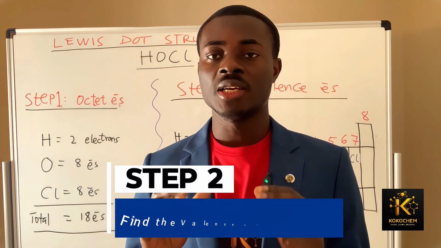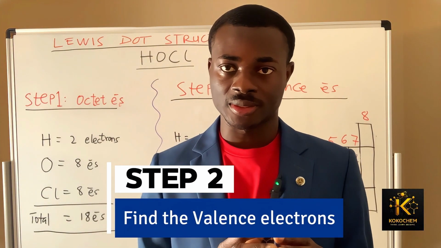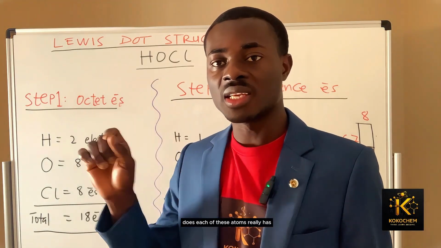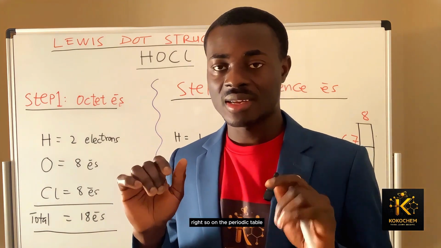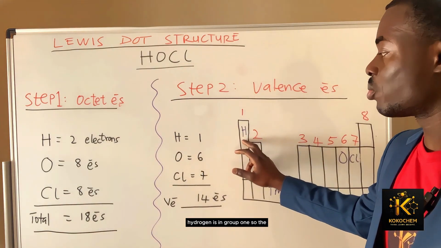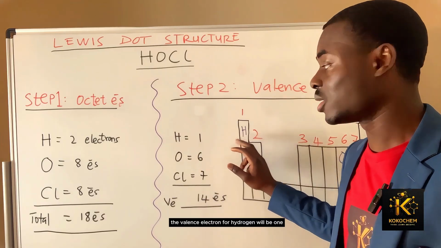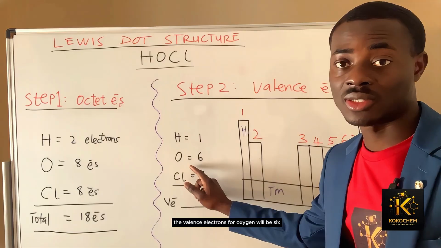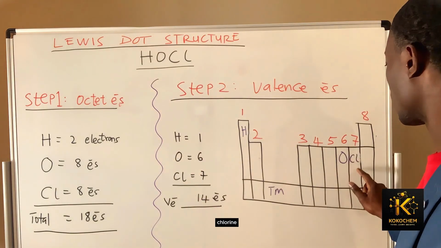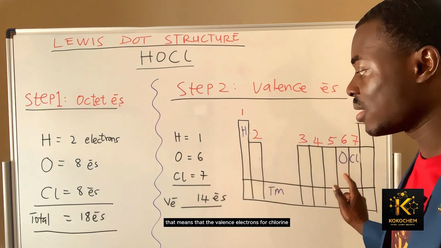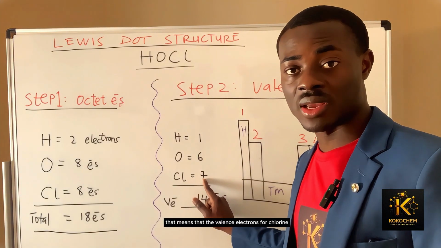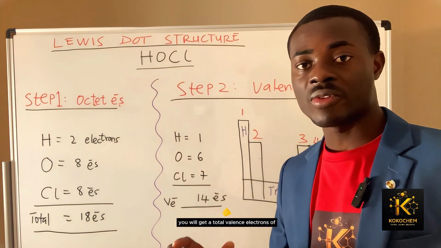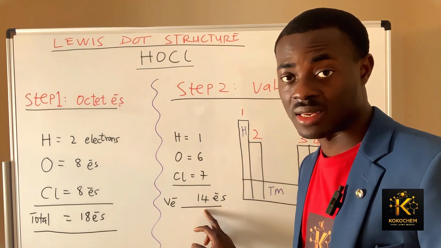Step 2 is to find out the valence electrons. Let's go to the periodic table and find out how many valence electrons each of these atoms has. Hydrogen is in group 1, so the valence electron for hydrogen will be 1. Oxygen is in group 6, so the valence electrons for oxygen will be 6. Chlorine is in group 7, so the valence electrons for chlorine will be 7. If you sum all these electrons together, you will get a total of 14 valence electrons.